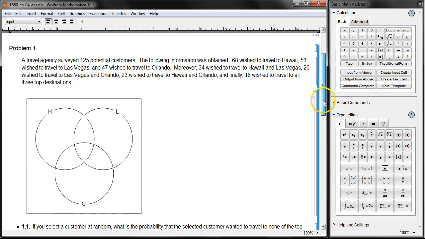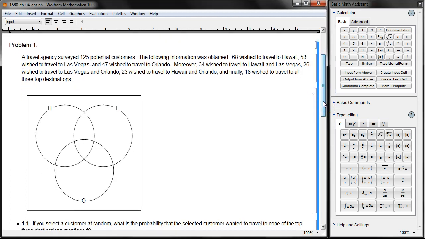Here we go. This is the first problem. A travel agency surveyed 125 potential customers. The following information was obtained. 68 wish to travel to Hawaii, 53 wish to travel to Las Vegas, 47 wish to travel to Orlando, and we have circles for Hawaii, Las Vegas, and Orlando. And then the problem goes further.